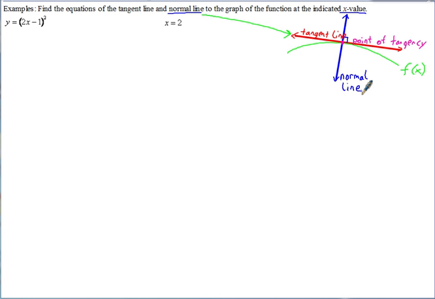So remember, there's two things we need for the tangent line: the point of tangency and the slope. So let's find the point of tangency first, by just substituting in 2 for x. That gives you 4 minus 1, 3 squared, which is 9. So now we know that x is 2, y is 9. There's our point of tangency.